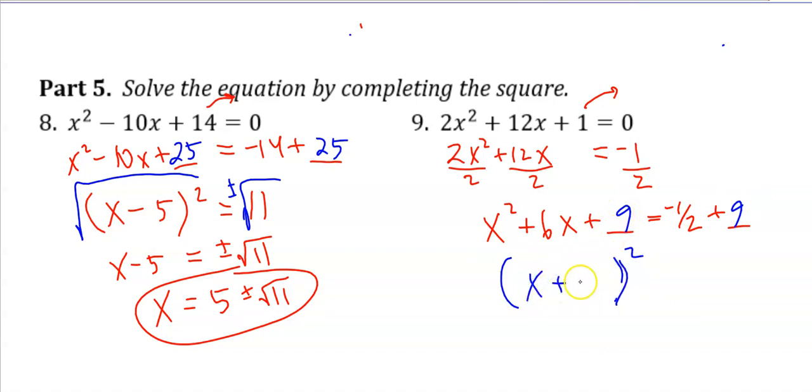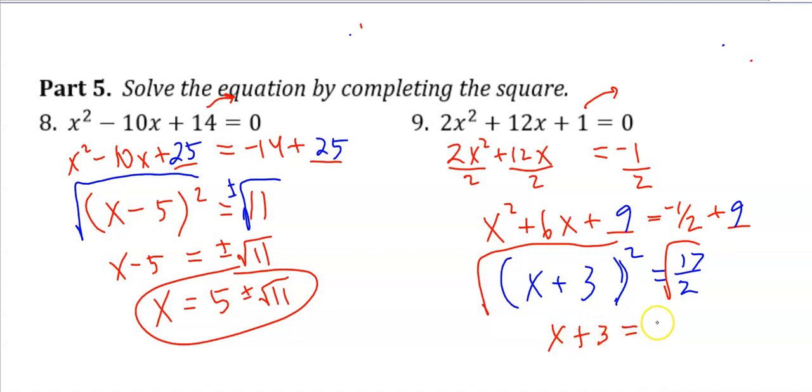x has got to be plus. 9 is 3, it's got to be that. That's like 18 halves minus 1 half is 17 halves. And then we take the square root of both sides. So we get x plus 3 equals plus or minus square root of 17 halves. And so x equals negative 3 plus or minus square root of 17 halves.